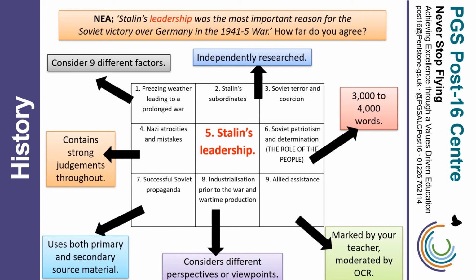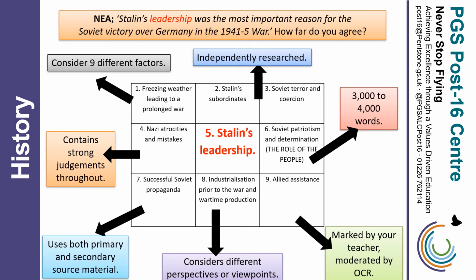This is independently researched. It's about you going away and finding out about the 9 different factors that are outlined in that box and considering how important they were in Stalin's overall victory. The actual NEA is 3,000 to 4,000 words. It is marked by your teacher, but it's moderated by the exam board, and there's some strict guidelines that we have to follow.